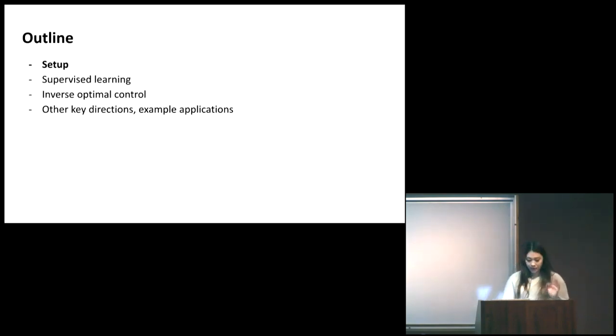So to outline today's lecture, we're going to start with some problem setup. Then talk about supervised learning of policies, inverse optimal control, and then of course an analysis of both of these approaches. And then at the end, we'll see some examples of more recent work in robotic imitation learning.